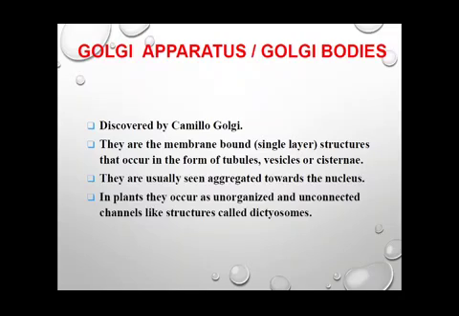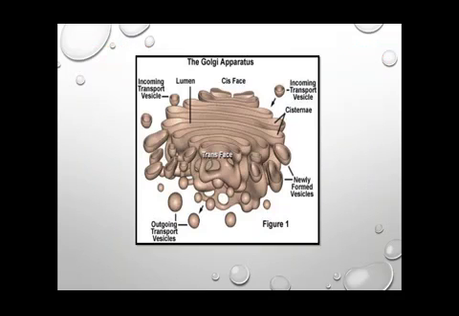And as I told you earlier that ER was also surrounding the nucleus, this Golgi apparatus is also seen aggregated towards the nucleus only. In case of the plants, they are unorganized and they are not connected with the help of channel-like structures, and they are known as dictyosomes. Okay. So now let us see the structure of this Golgi apparatus.